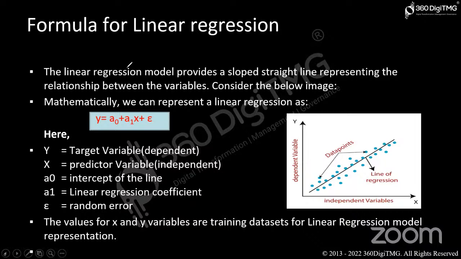The same thing is given over here. The linear regression model provides a sloped straight line representing the linear relationship between the values. If we see this image over here, mathematically we can represent it, and all these values are given. The values of x and y variables are training data sets for linear regression model representation.